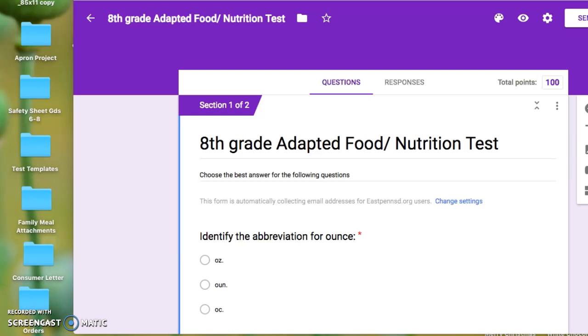Give the correct equivalences for the following. How many sticks of butter are in 1 pound? Mark only one oval. 3, 2, 4. Give the correct equivalences for the following. How many ounces are in 1 cup? 8, 16, 20.